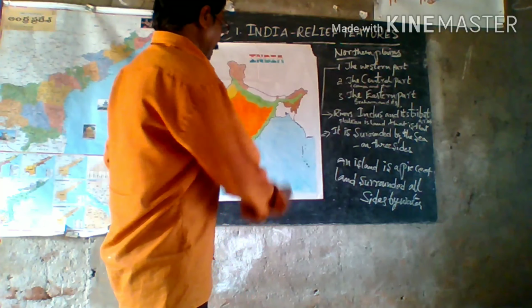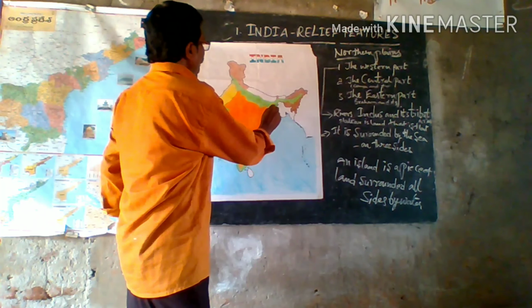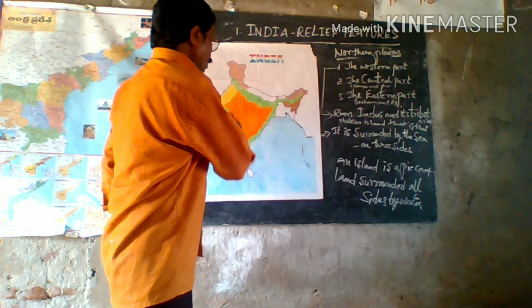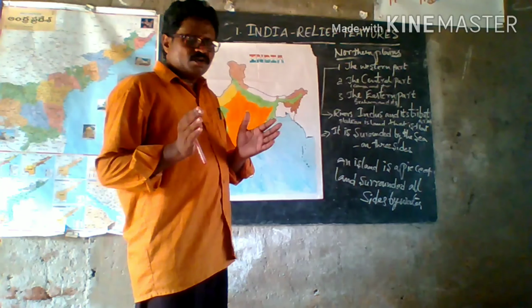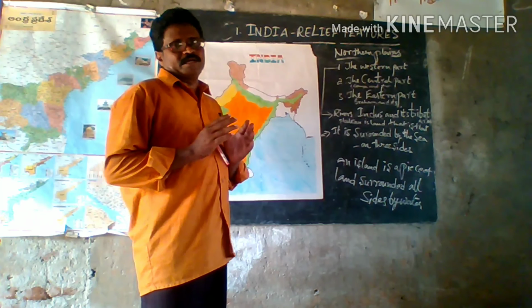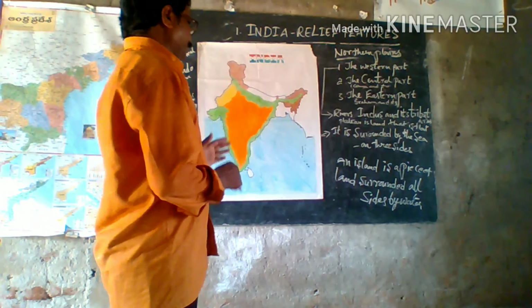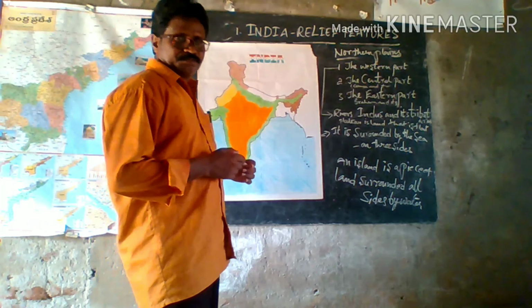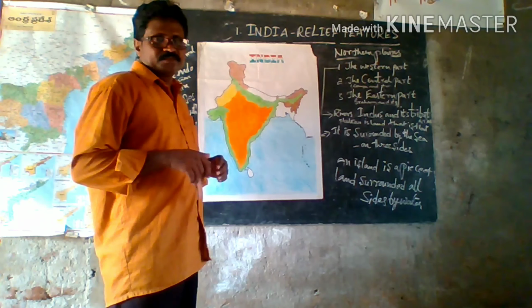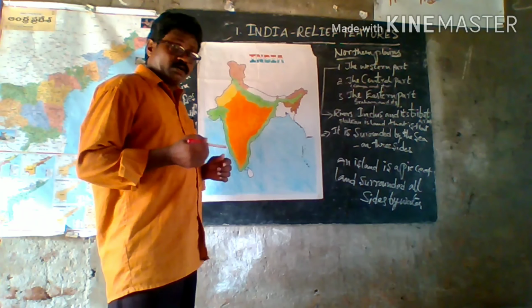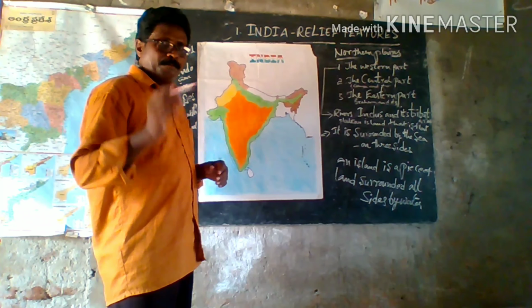In the middle part of our country is the peninsular plateau. First of all, what is meant by a plateau? A plateau is a flat land that is higher than the surrounding land. That is called the plateau.